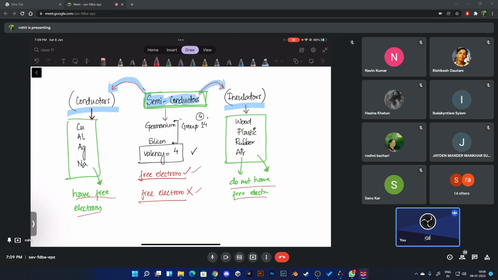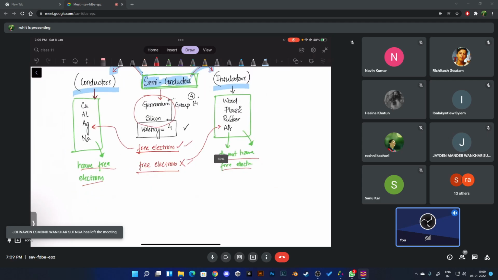So sometimes what happens? They behave like what? Insulators, and sometimes they behave like what, guys? Conductors. So they are called semiconductors, no? Not very good conductors, but somehow they manage to conduct also. Okay, we'll be talking about them. Germanium and silicon. So now look at the picture.